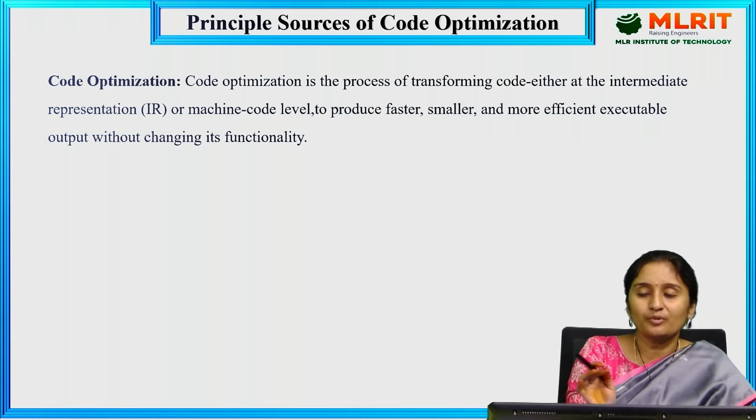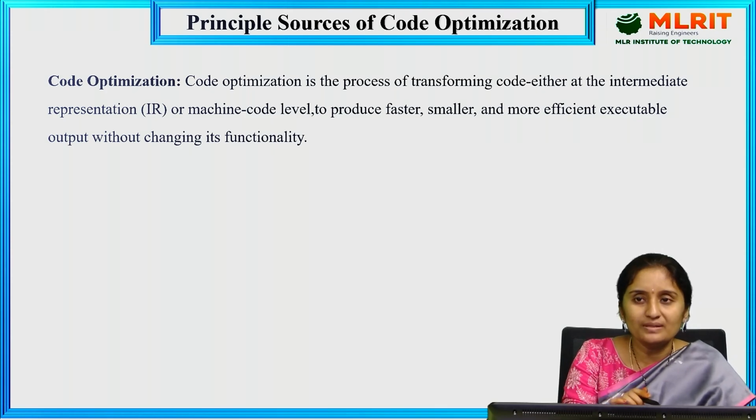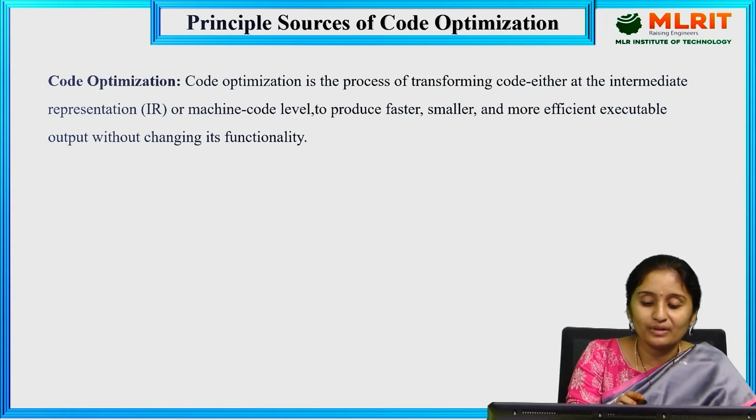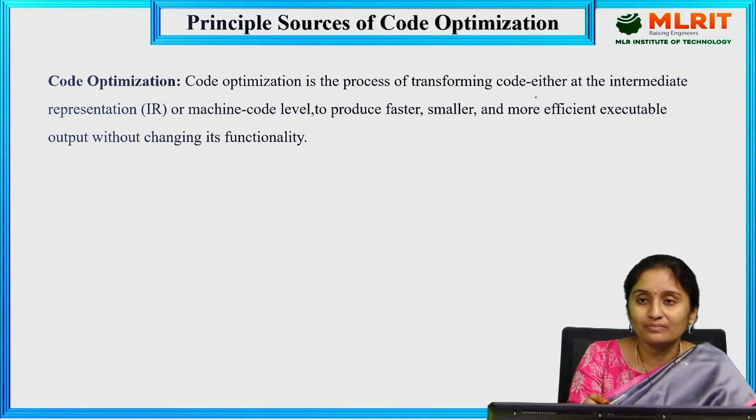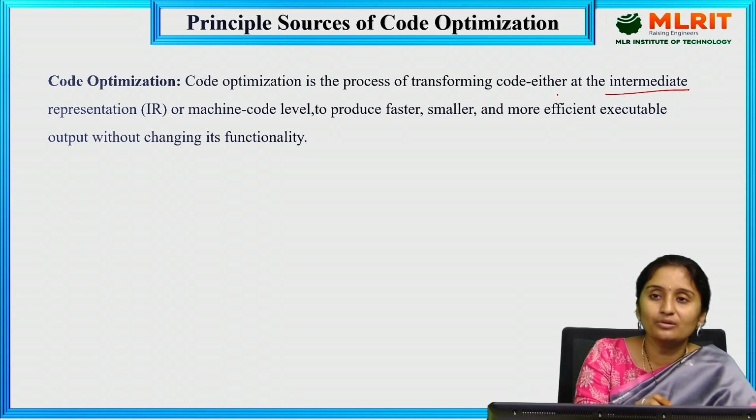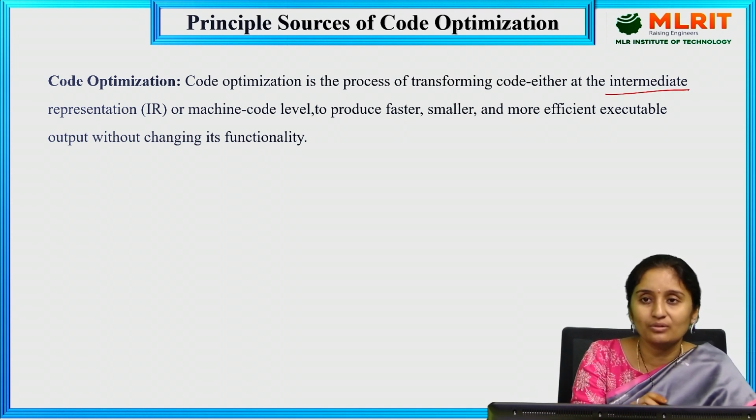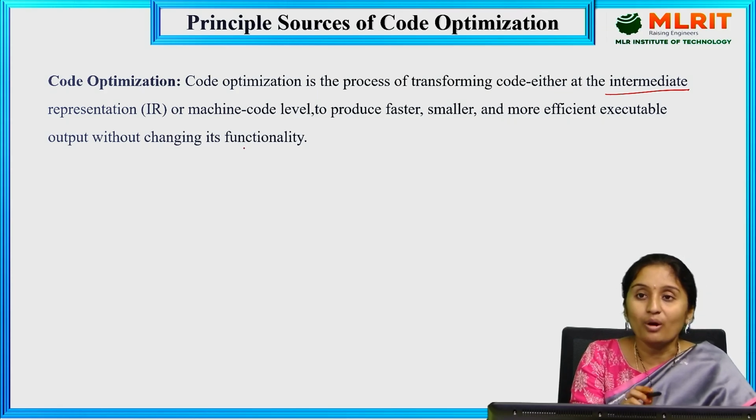So what is code optimization? Code optimization is nothing but removing the unnecessary code. Before that, we are going to see where code optimization comes from. The output from the intermediate code is given as the input to the code optimizer, and the code optimizer optimizes the code.